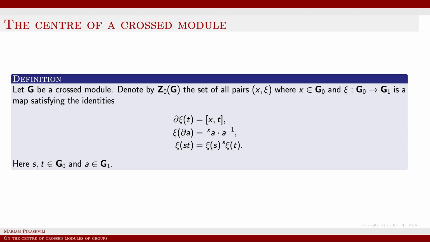So we have a crossed module G, a homomorphism from G1 to G0. Then we define a group Z0, which is a set of pairs X and psi, where X is in G0 and psi is a map, just a map, not a homomorphism, from G0 to G1. But this third property tells us it's a cross homomorphism. So it obeys these three conditions, and this is a translation of what we saw before in the categorical setting.